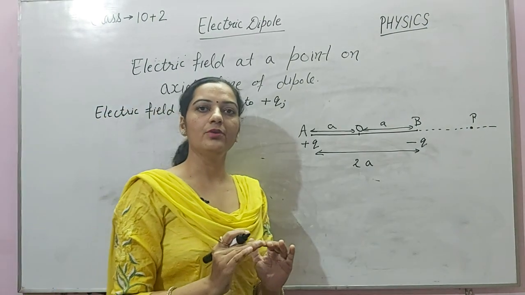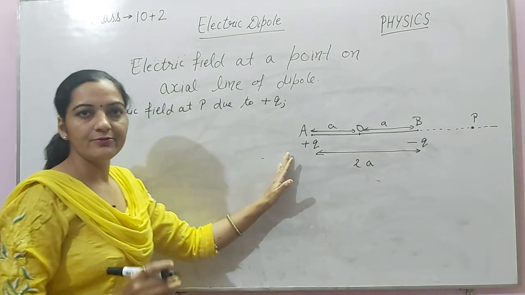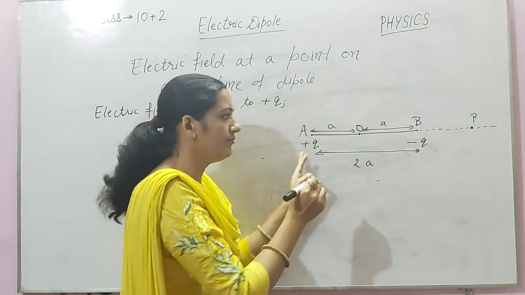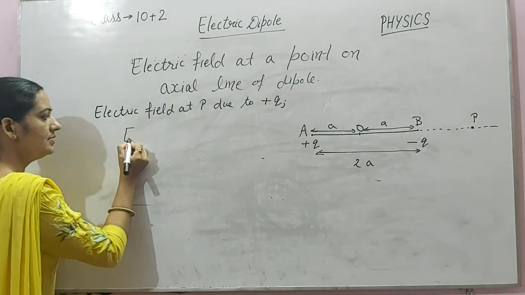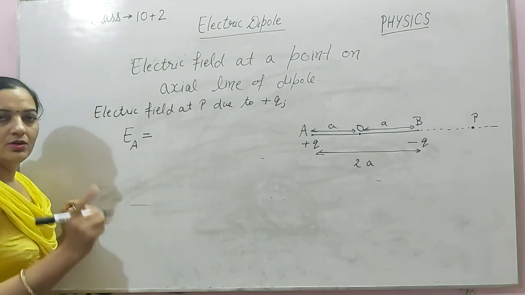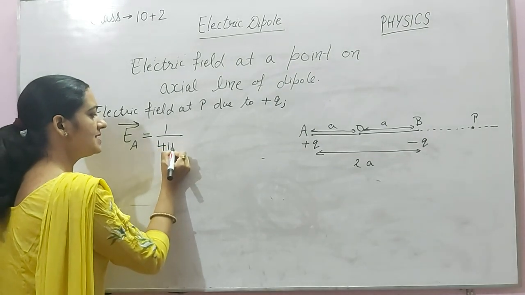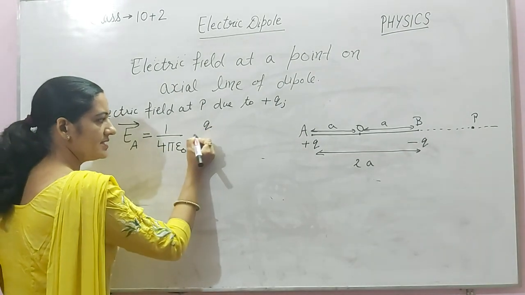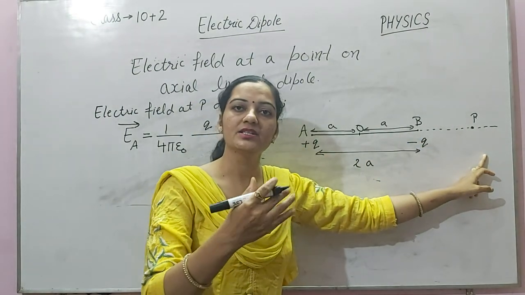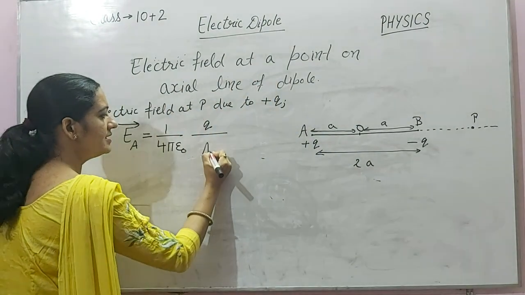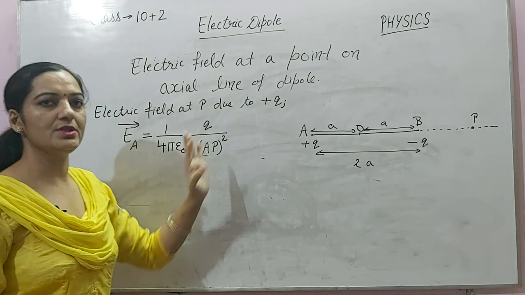All of you know the formula of electric field. You have already done it. Now we will apply that formula for this point charge and find electric field at P due to plus q charge. I will note it as EA. EA is equal to 1 upon 4 pi epsilon naught, q, that is charge, upon the square of distance of charge from the observation point. Square of distance between charge and observation point becomes AP square.